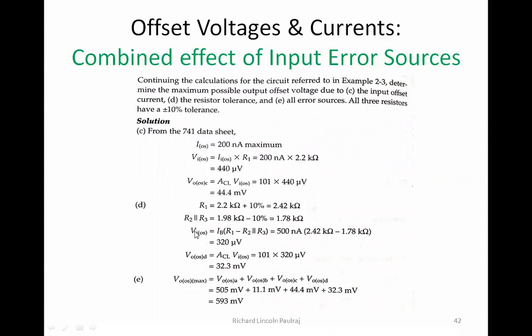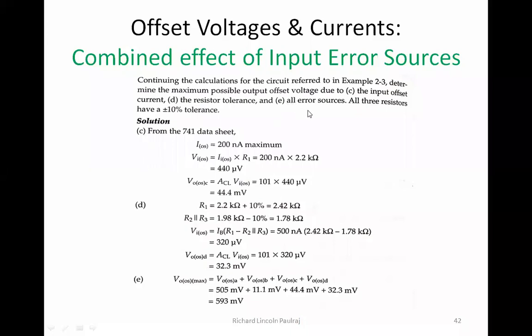So now since I have an updated input, I am also going to get the updated output. Output is nothing but ACL into input. ACL is constant, which is about 101, and this 320, I'm bringing it down. So I am going to get my updated output offset voltage.